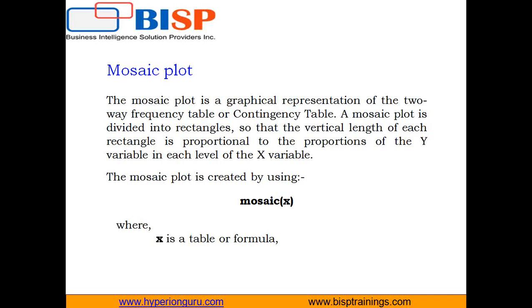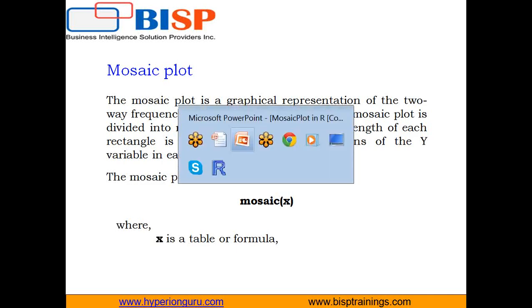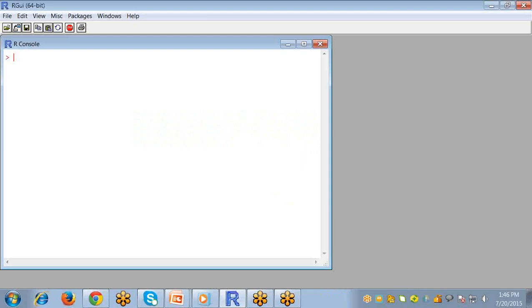So a mosaic plot can be used for plotting categorical data very effectively, with the area of the data showing the relative proportions. In R, we can create a mosaic plot by using the mosaicplot command, and it takes one argument, which is x, that means a table or a formula. Okay, so let's begin with our RStudio and work on mosaic plots.